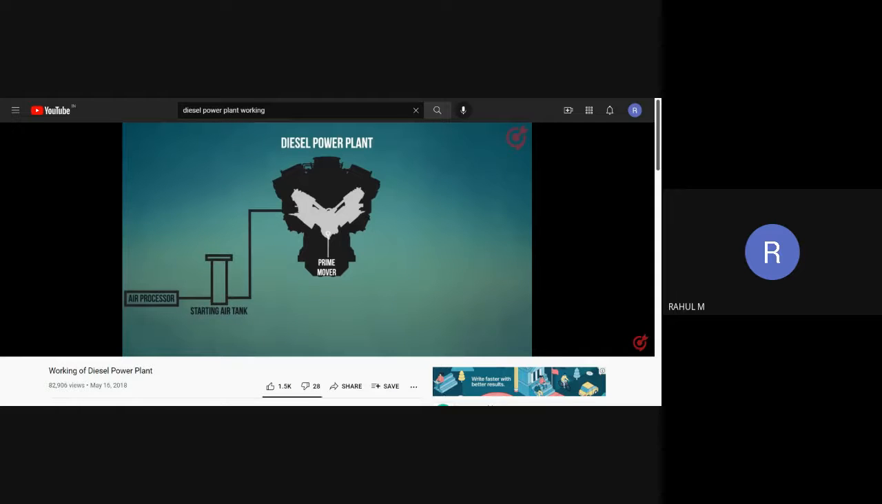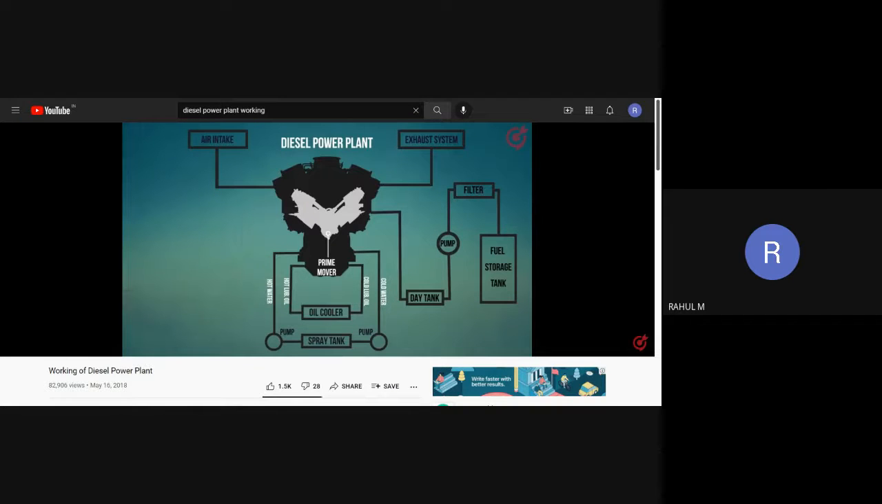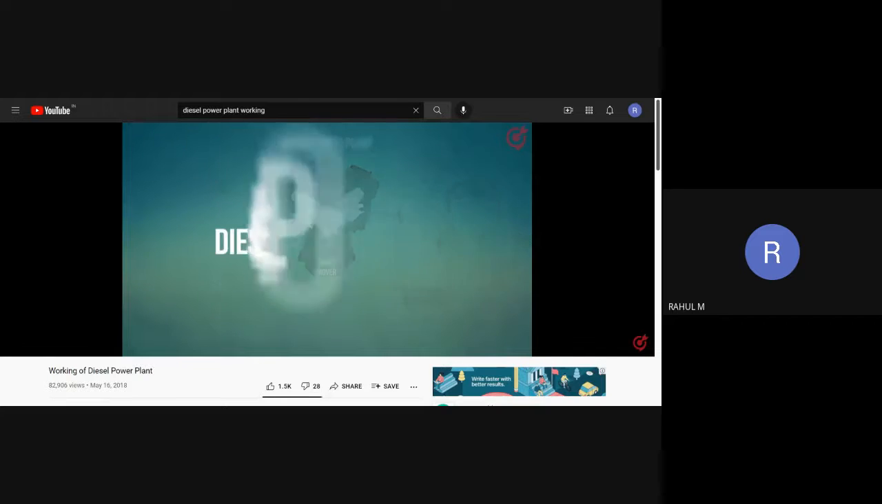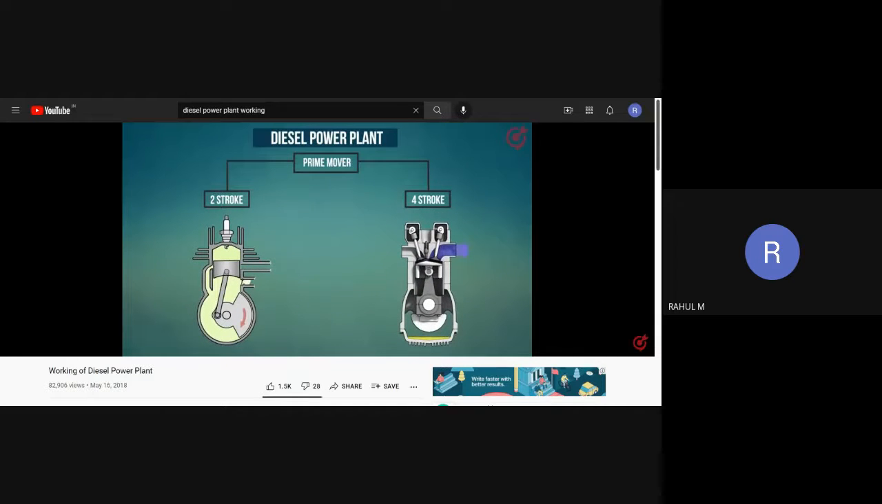The various subsystems of a diesel power plant are prime mover, starting system, lubrication system, exhaust system, cooling system, air intake system, and fuel system. So let's learn about each of the subsystems in a bit more detail. In a diesel power plant, prime mover is a 2-stroke or a 4-stroke multi-cylinder diesel engine.